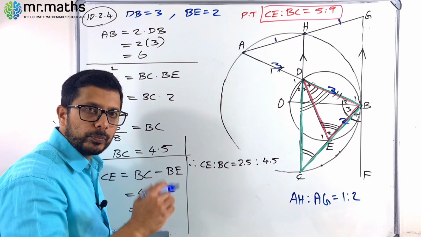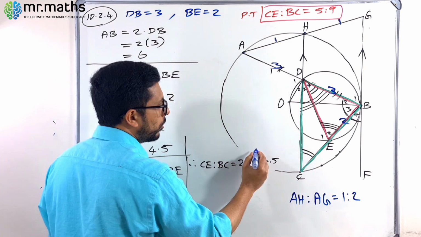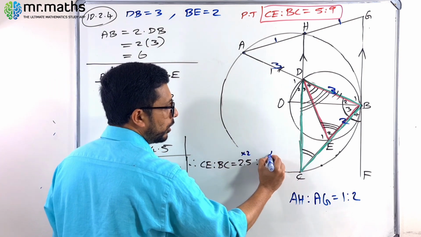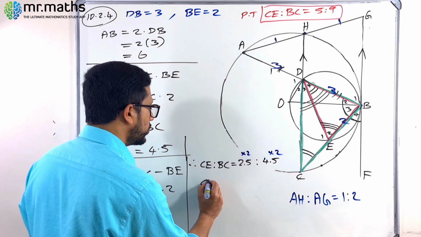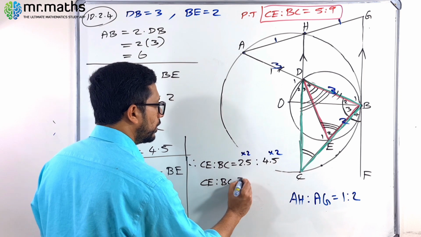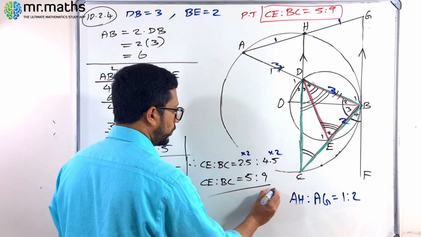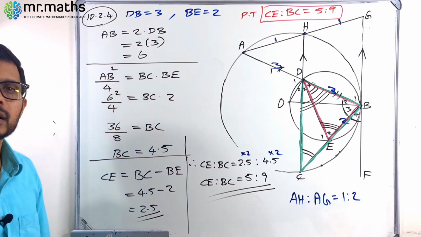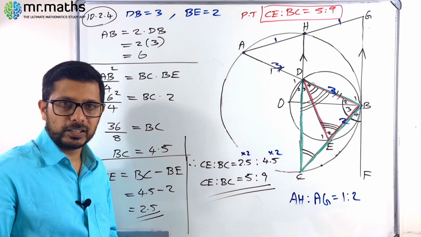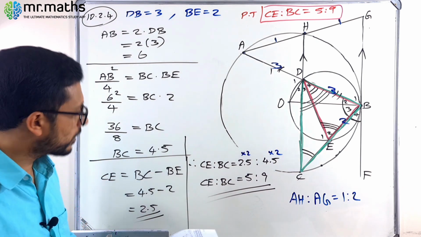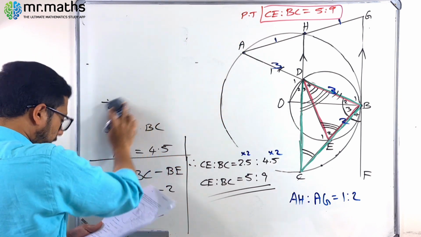Don't forget that this is just a ratio, so you can multiply both sides with any number. They want us to get 5, so just multiply with 2. Now what is CE is to BC? 2.5 times 2 is 5, 4.5 times 2 is 9. So CE is to BC is 5 is to 9. Yeah, a little bit tricky one, but you have to practice that. So that is 10.2.4. Now let's move to the next question, 10.3.